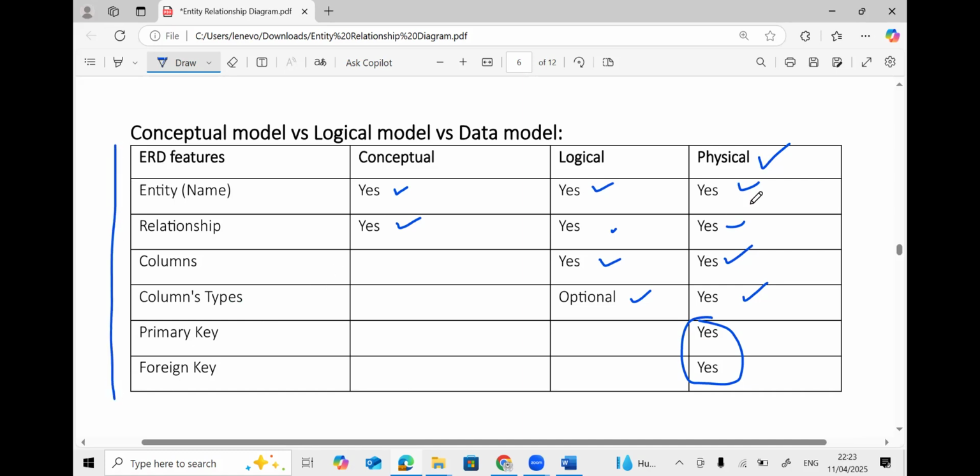So in physical you will be defining the name, the relationship, the columns, the column types, the data types, their primary key and the foreign key. Everyone, is this point clear, beta? Iman, yes. Sara, Rania, Anushe, yes. Hamna, yes. Yes beta, good good good.